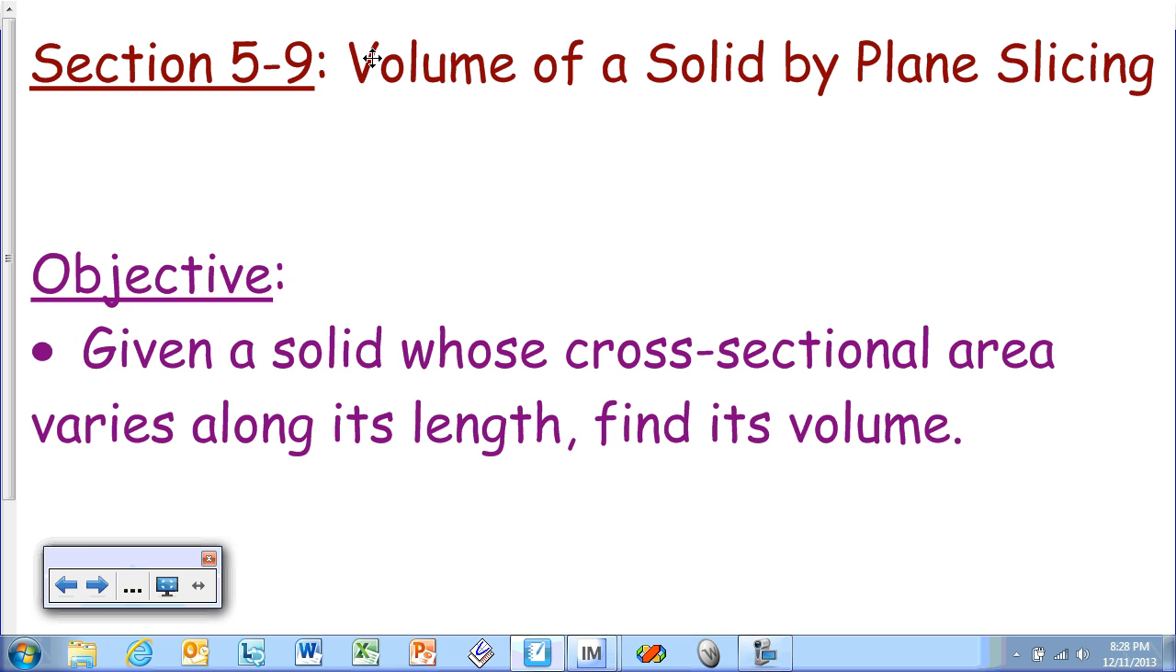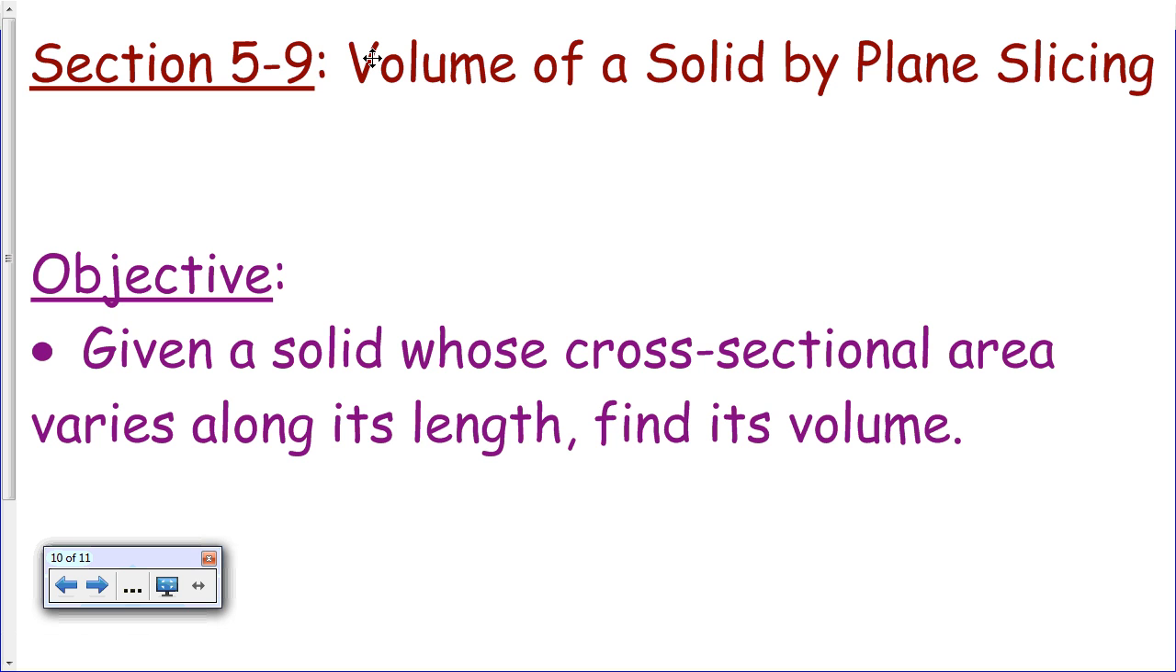All right, section 5-9 is on the volume of a solid by plane slicing. The objective of this section is, given a solid whose cross-sectional area varies along its length, find its volume. And that's what we've been doing for the first two parts of this section. And now we're going to look at a slightly different technique here.